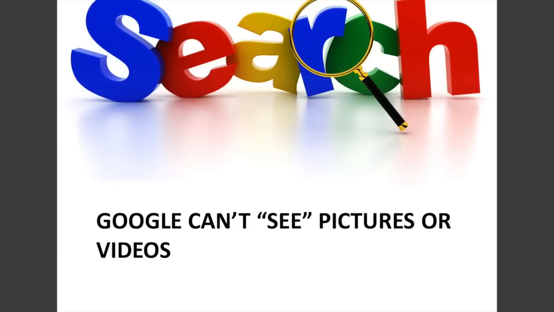We must remember that Google can't see pictures or videos. So as we are trying to engage people, we also have to think about how we put images in. We'll look at that a little more in depth, but we've talked about already a little bit the idea of alternate text on photos.